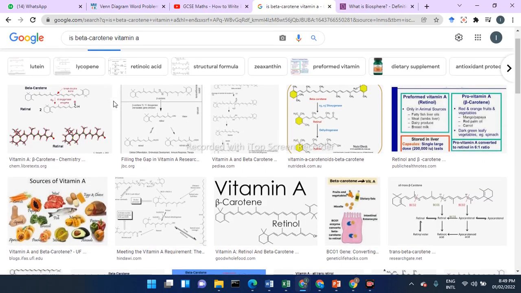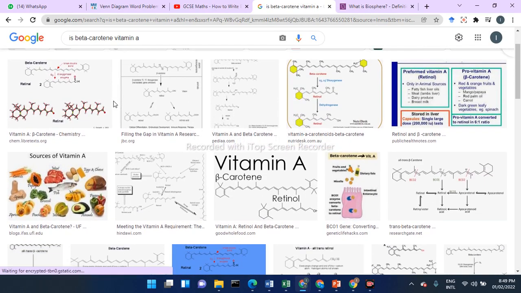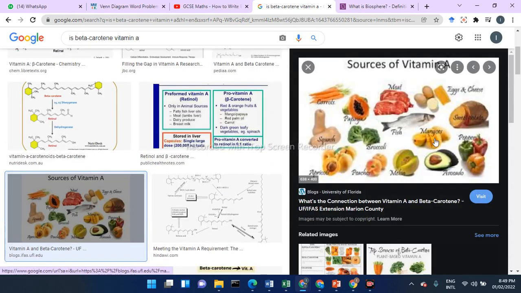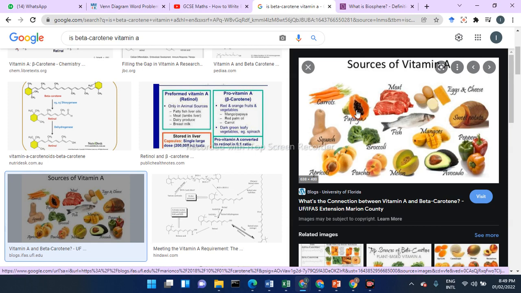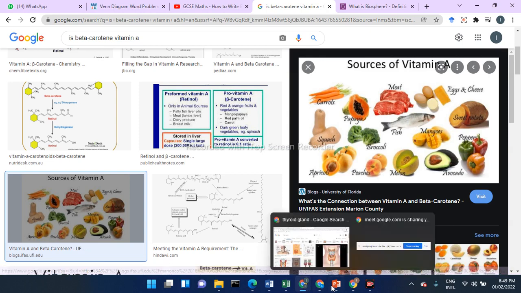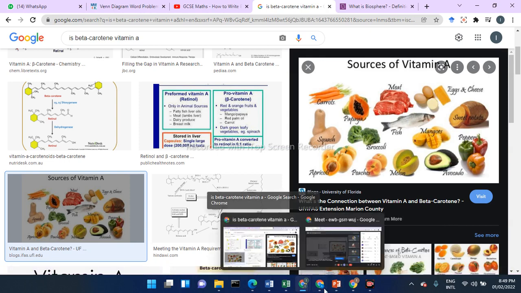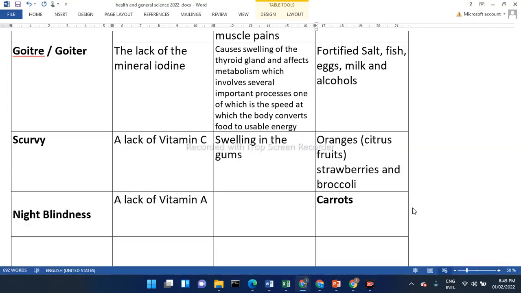Source of vitamin A: mangoes, they say the color is beta carotene. Papaya, carrots. That's the beta carotene in these. Mangoes, melon, yeah, honeydew melon, beta carotene. All right. So let's move on. So let's record it. Carrots, liver, interestingly enough, milk, eggs, and mango.